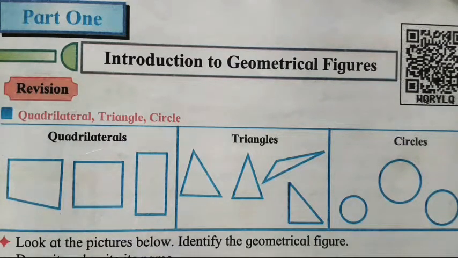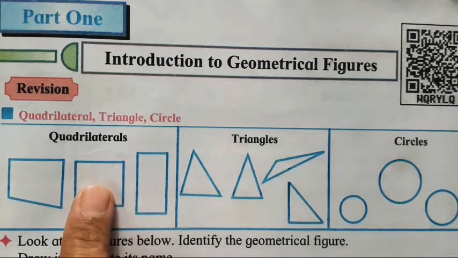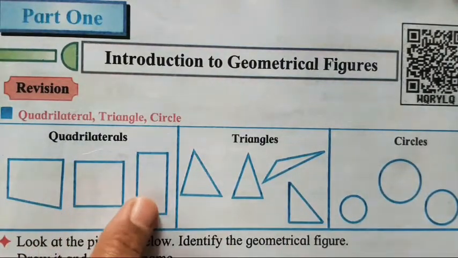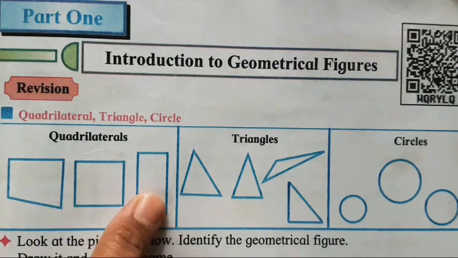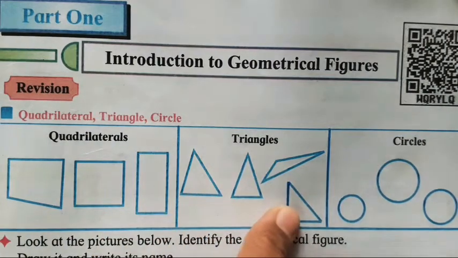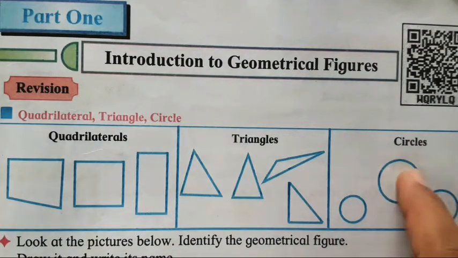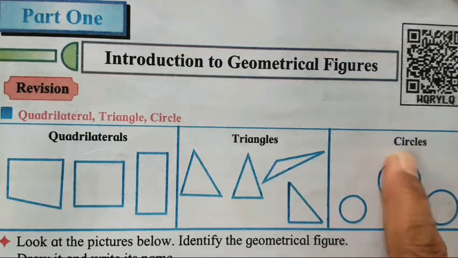Today we are going to study chapter number 1, Introduction to Geometrical Figures. So in this chapter we are going to study about quadrilaterals, triangles and circles. Now these are different types of quadrilaterals. These are squares as well as these are circles. Circles are very easy to remember because it has no edges. Okay, so it is round in shape.